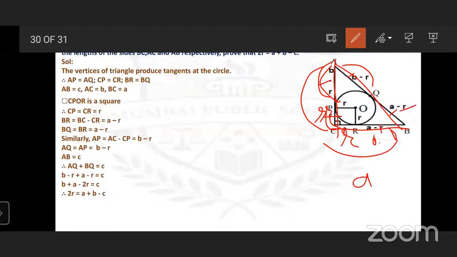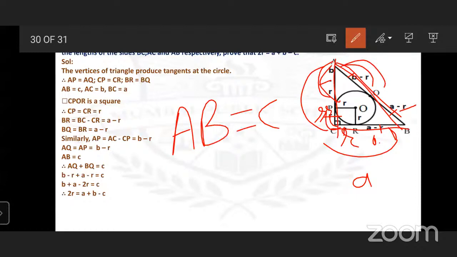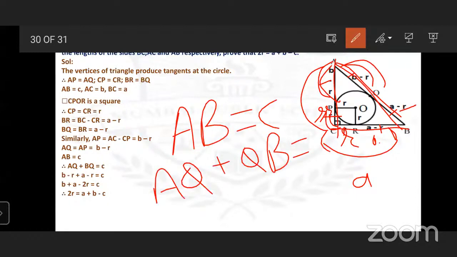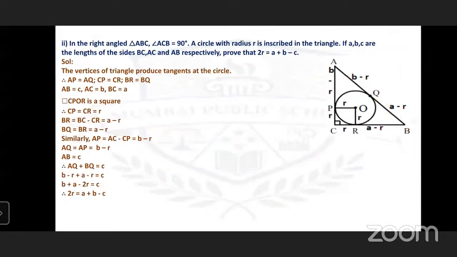Simply we find, and then we consider this side, that is AB. So AB is equal to C. We write AB is equal to AQ plus QB is equal to C. We put here AQ as B minus R and QB as A minus R. So we get our final proof.